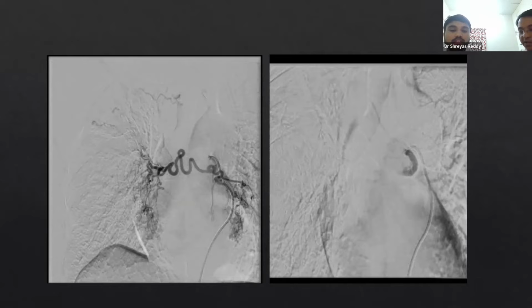You start embolizing. What is the embolizing agent that is used? So here we will be using PVA particles. Only PVA particles. PVA particles are temporary or permanent agents? They are permanent agents of embolization.